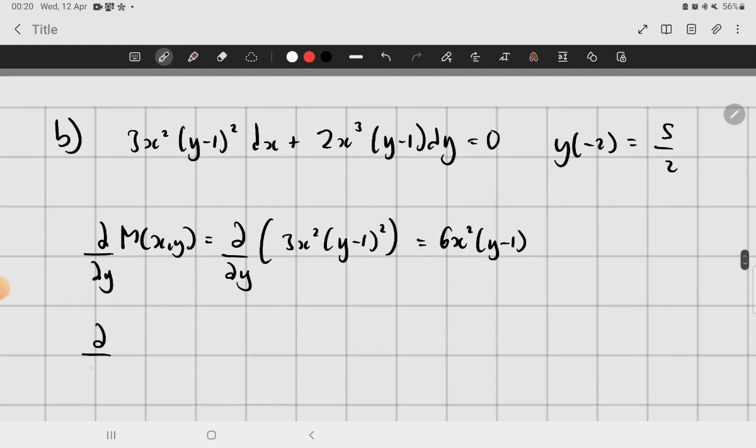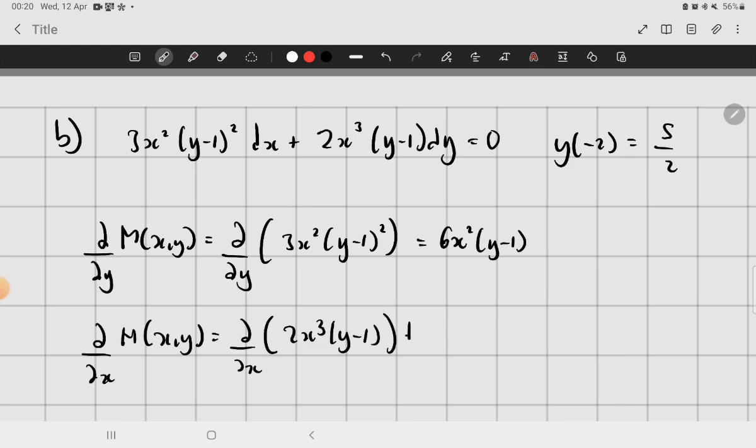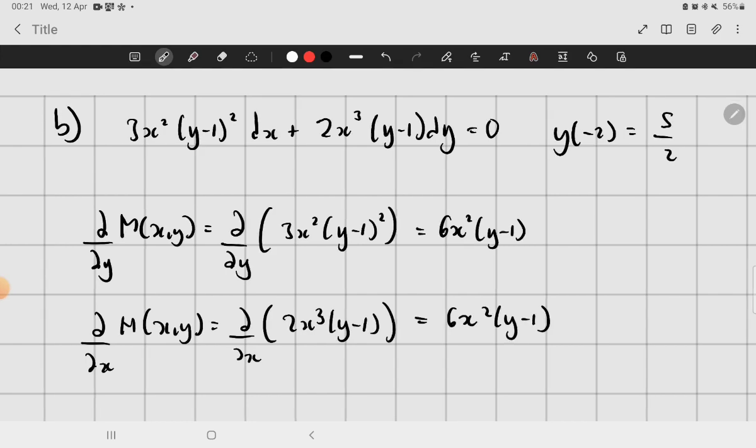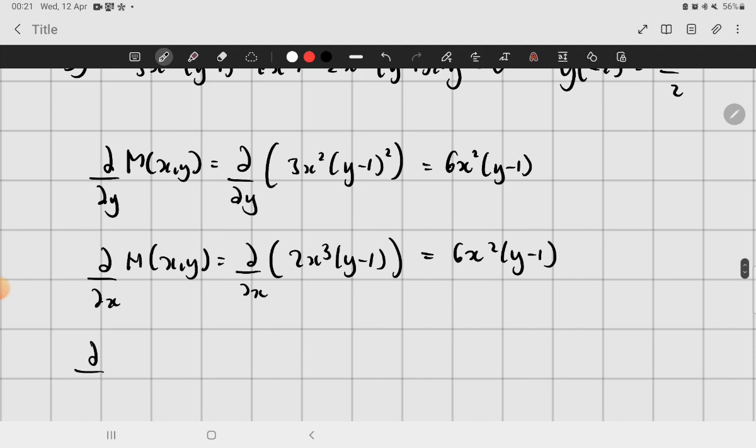Same goes for the function of N. You differentiate partially with respect to x. You will have 2x cubed times (y minus 1), dy, 2x squared times (y minus 1). You differentiate partially with respect to x, therefore you will have 6x squared times (y minus 1). So from here, since both of them are equal, therefore this differential equation is an exact differential equation.